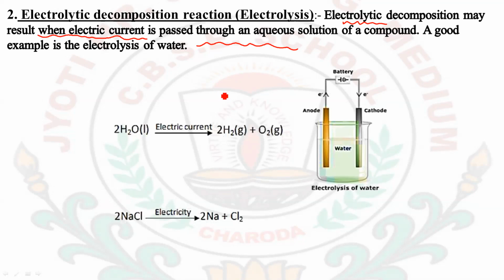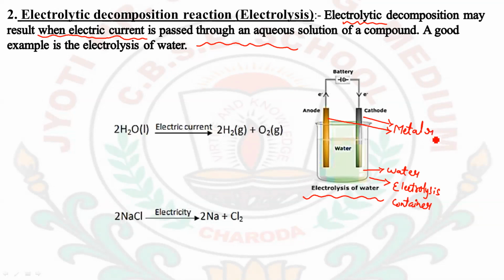So the best example for it is the electrolysis of water. For the electrolysis of water, I am taking an electrolysis container. In it, I have taken water, and two metal rods I am using here. These metal rods are called electrodes.